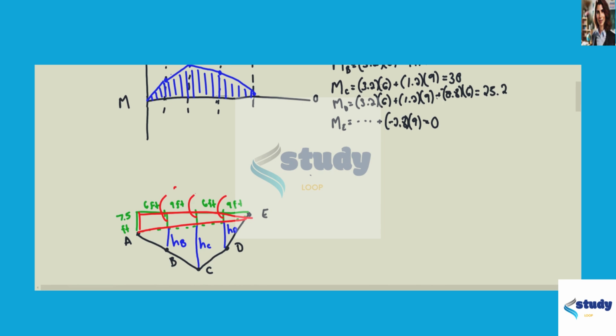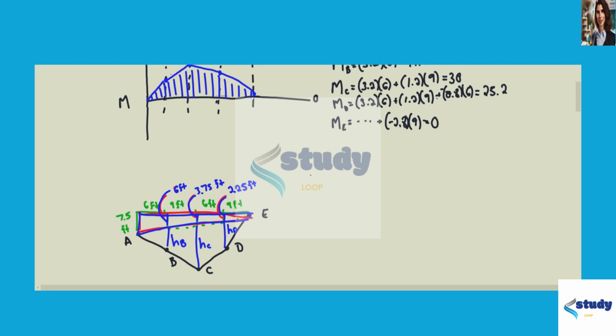Now back to the main problem. We need to draw a straight line from A to E. So we have a triangle here. We can use Pythagorean theorem to solve for these lengths. So this first length is 6 feet. This length is 3.75 feet. And this length is 2.25 feet using Pythagorean theorem.